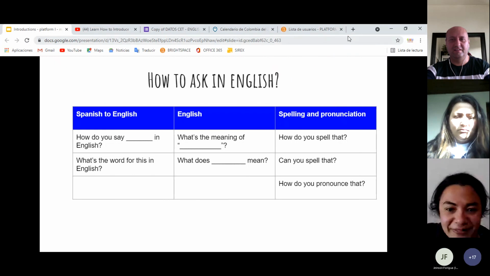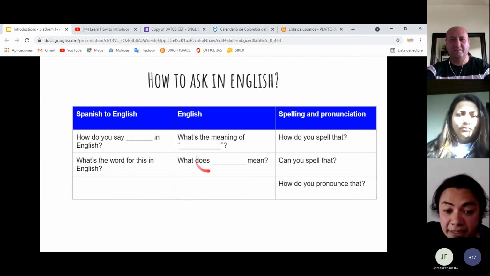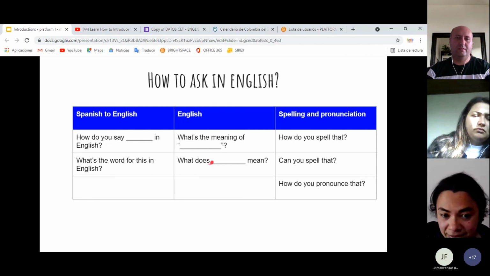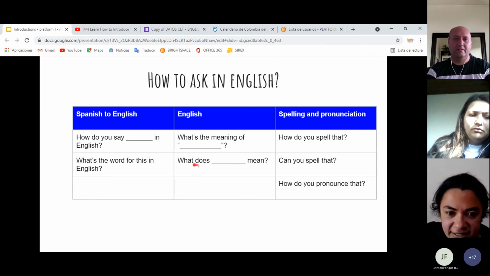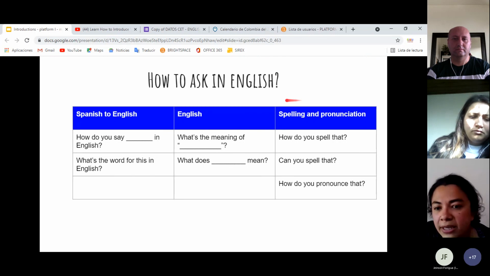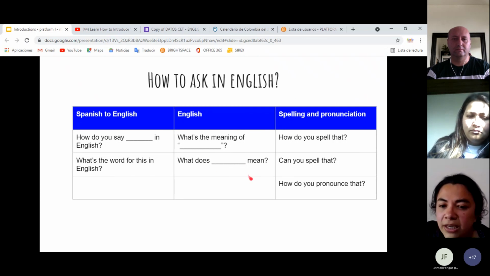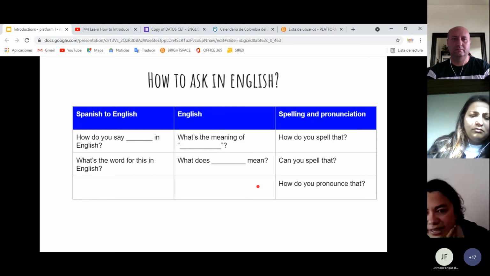No, teacher. All right. And this is another possibility, guys: what does, remember the pronunciation, does, not does. What is the pronunciation of OE here? Like a Spanish A, so we say does. What does blah, blah, blah mean? For example, guys, what does spelling mean?